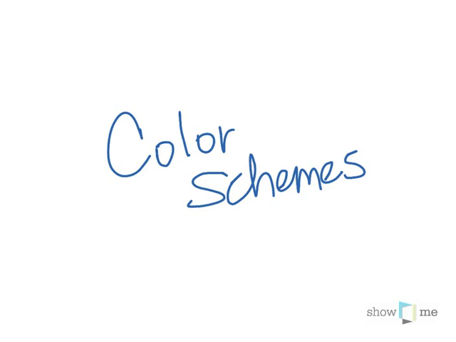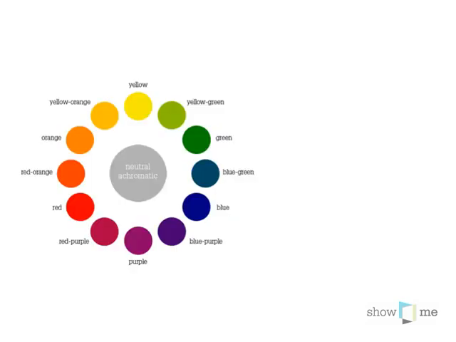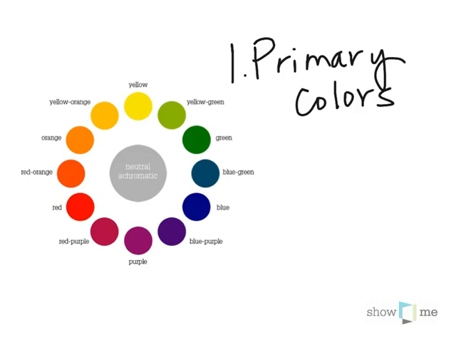This is a Show Me that's going to talk to you and teach you about color schemes. Here's a picture of the color wheel, and there are 10 color schemes that we're going to talk about today. The first one is the primary colors, and that is red, yellow, and blue. So if you're creating a painting or a drawing that just wanted to be primary colors, you would use all three, red, yellow, and blue.